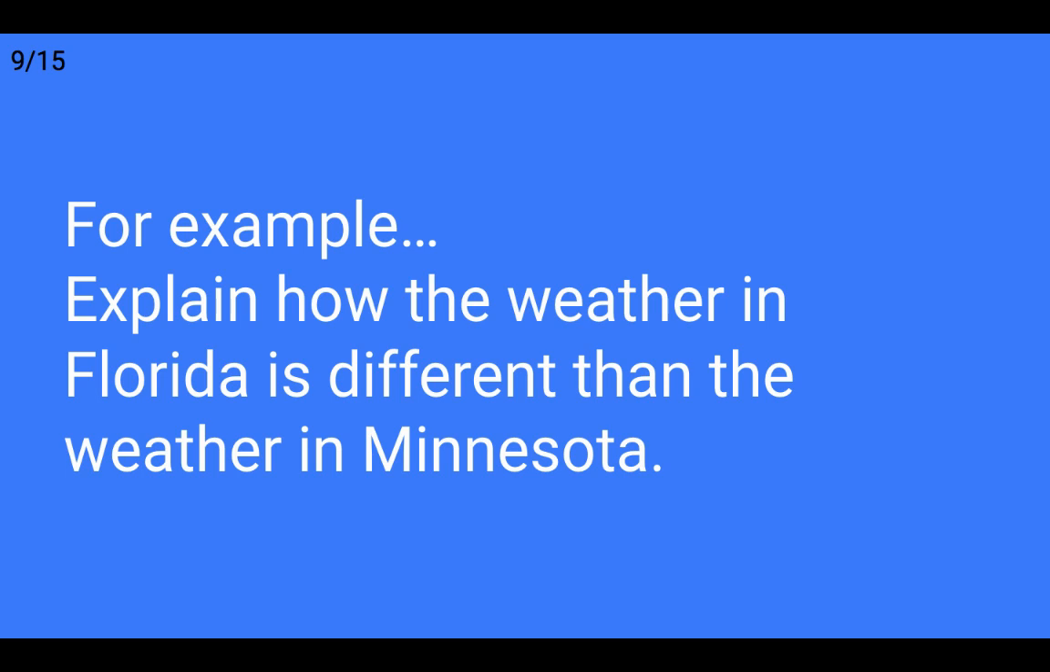And by doing that, we can tell that you have thought about this, that you've understood that weather in Minnesota is colder, and that you've understood that weather in Florida is warmer, and you've put the two together as an answer. Now, this is a complicated process for some of you, and I understand that.